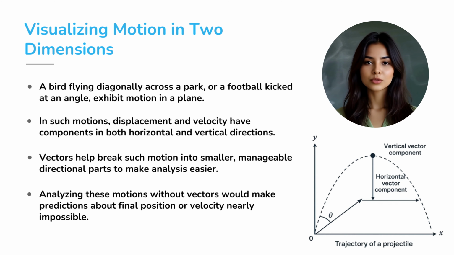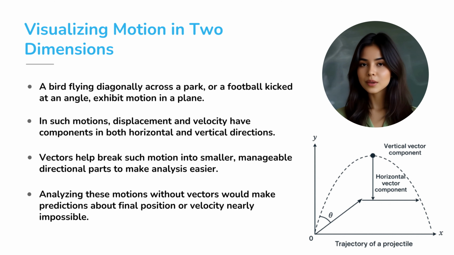Let's make this more visual. Imagine a bird flying across a park, not straight, but diagonally. Or a cricket ball soaring after being hit. The motion is happening in a plane, not just along a line. Now, this kind of motion has parts, a horizontal component and a vertical component, and both change with time. Vectors allow us to split these components and analyze each independently.